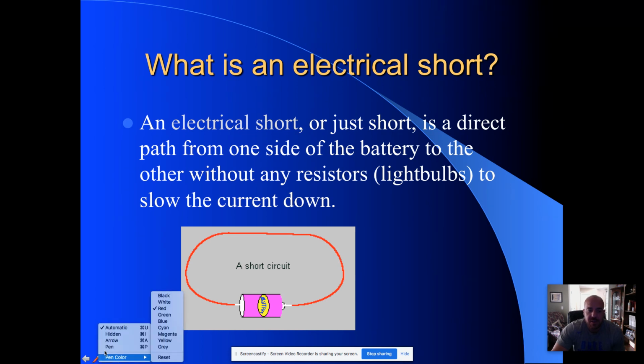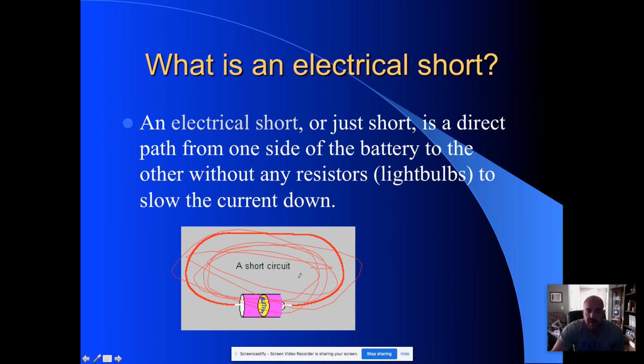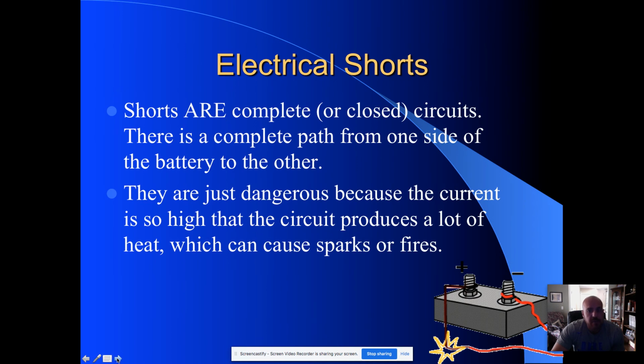In this picture here, here's my negative side of the battery. Electrons come out and they can get all the way around super quick because there's nothing slowing them down. Well, who cares, right? Well, you should care because electrical shorts are very dangerous, because with nothing to slow down the current, it starts to go super fast, which heats it up, and eventually it can cause sparks or even fires.